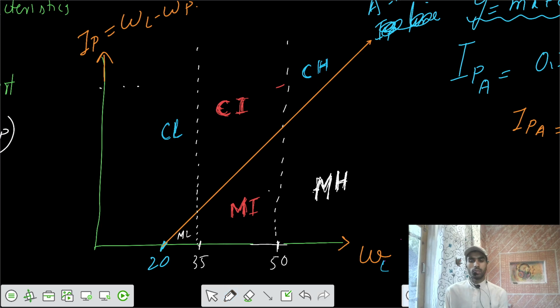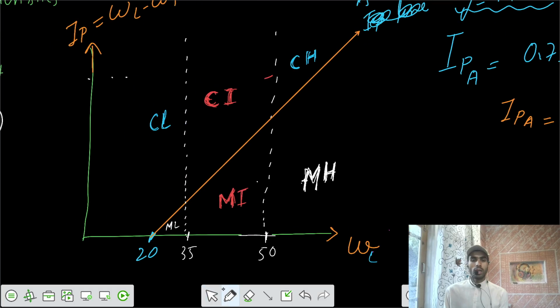Now there's one more line that we could write as a U line somewhere here. We don't use that U line. Above that U line, there is no soil that exists. Above that line, there is no soil that exists.